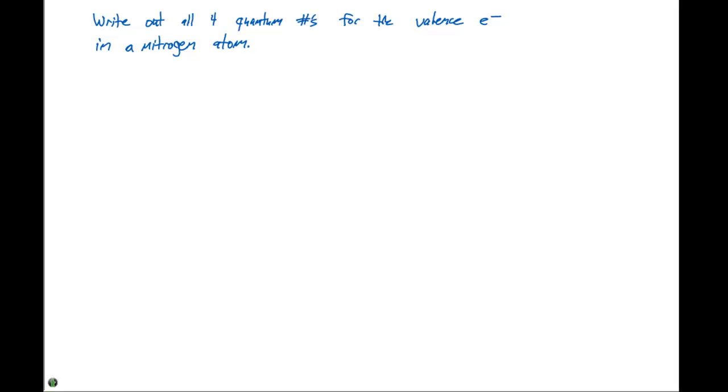In this video, we'll go through an example of how to write out the quantum numbers for a particular atom. So our problem here is: write out all four quantum numbers for the valence electrons in a nitrogen atom. This brings up a new term for us called valence electrons. Valence electrons are simply electrons in the outermost shell, and these are going to be the electrons past the noble gas configuration.